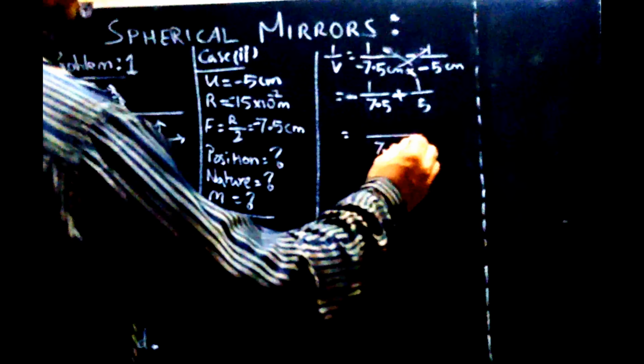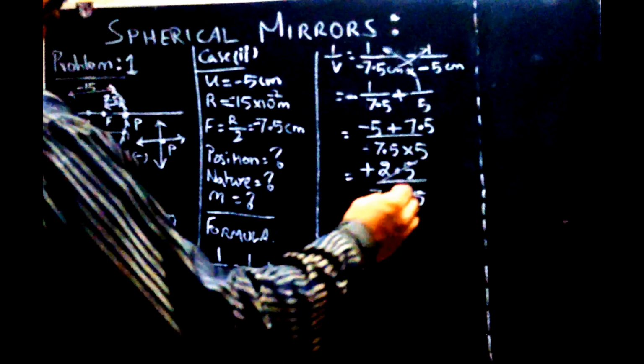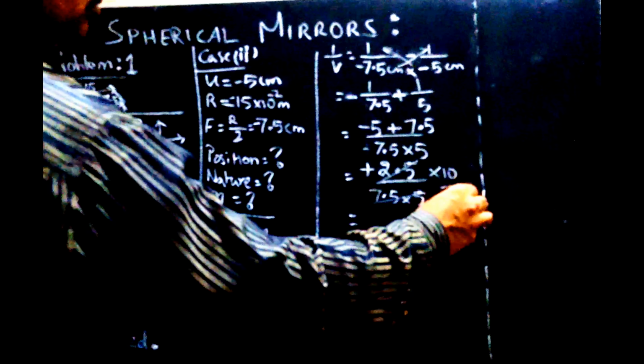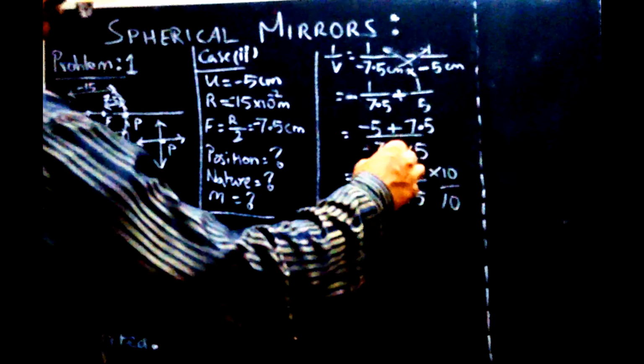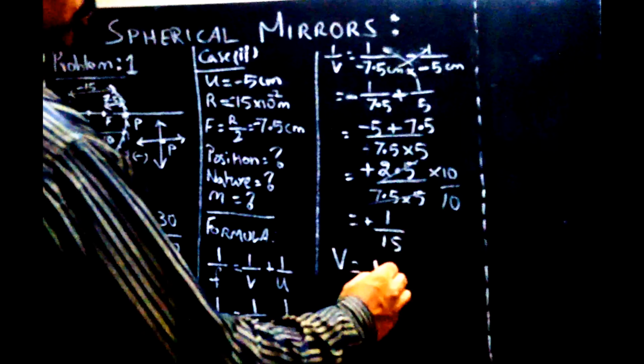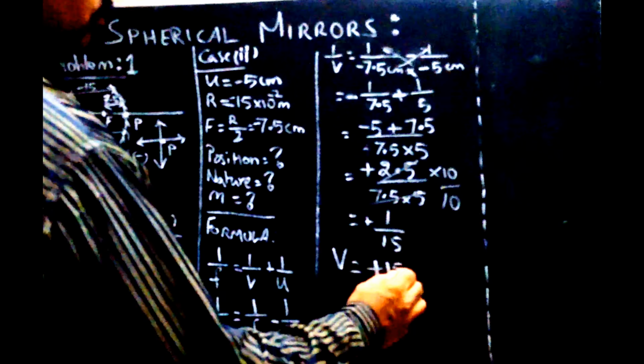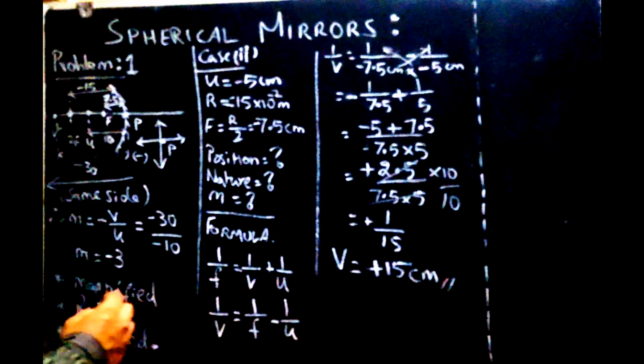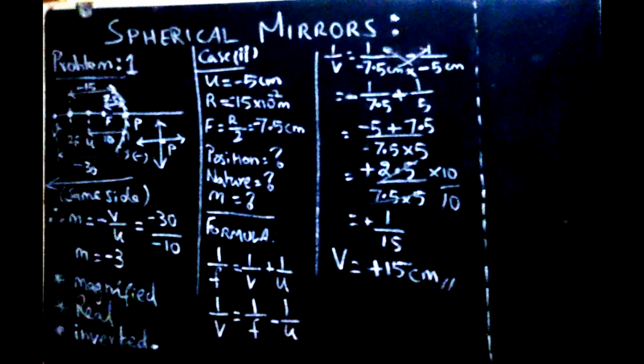So now I am doing it. When I am simplifying the expression, it is minus plus 2.5 by the denominator value. This is having the point, I am removing it. When I am cancelling it off, you will get it as 1 by 15. It will be in plus. So v is equal to plus 15 centimeter. Always finish it with the unit. So you are getting v as positive.